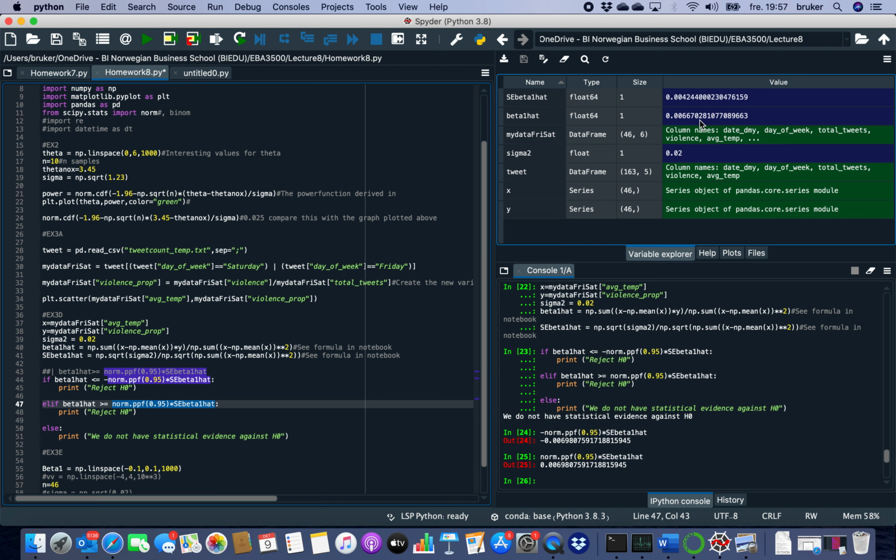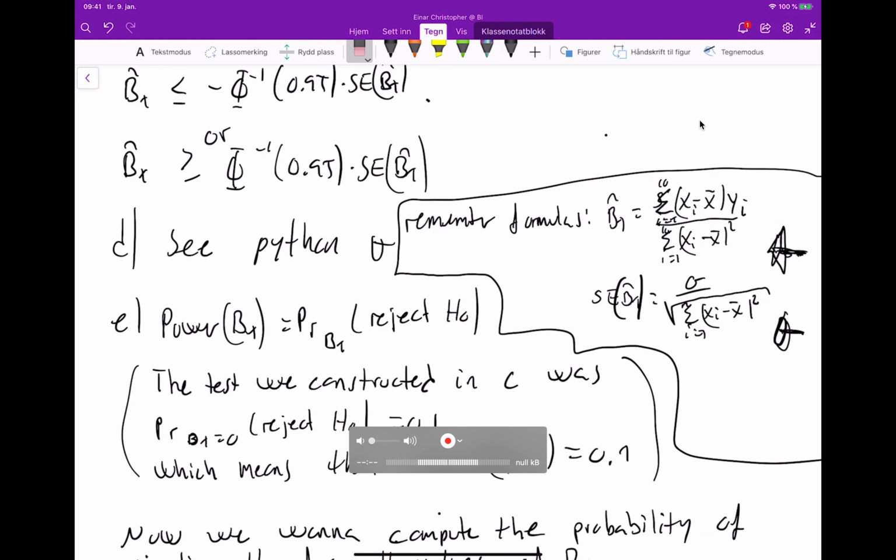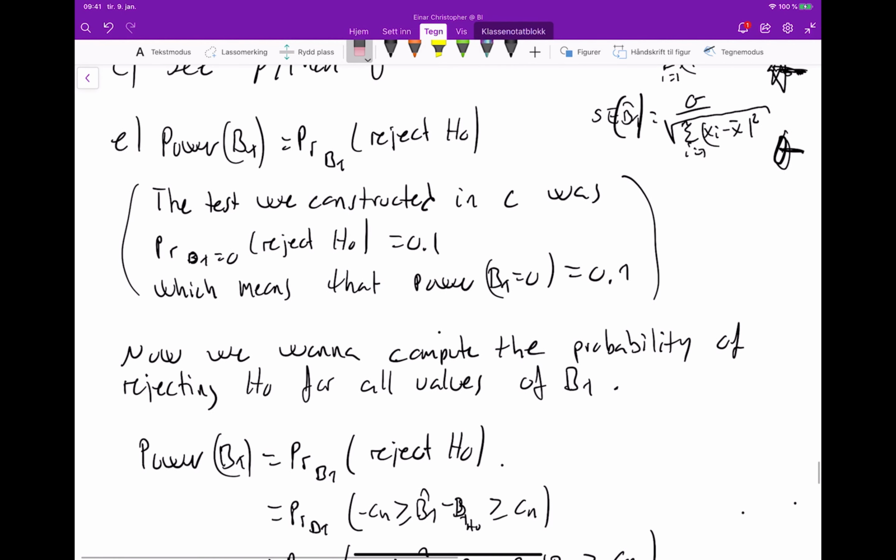Yes. So then it's the last exercise. That is E. So what are we asked to do? Well, we are just asked to find the power function of beta 1. And then we know that the power function is actually the probability of rejecting H0 for any true beta 1.